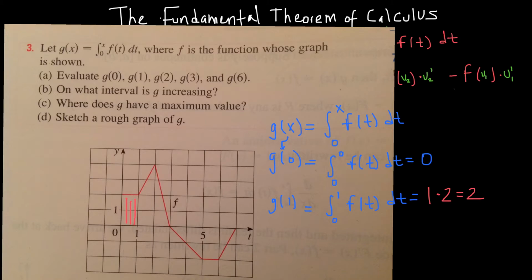Now, the next question, g of 3. G of 3, well, that would equal the integral from 0 to 3 of f of t dt. And from 0 to 3, I already have from 0 to 1. I just need to gather more area. So how do I get it? I guess I can think of it as there's one trapezoid here, and then there is a triangle here. So a trapezoid and a triangle.